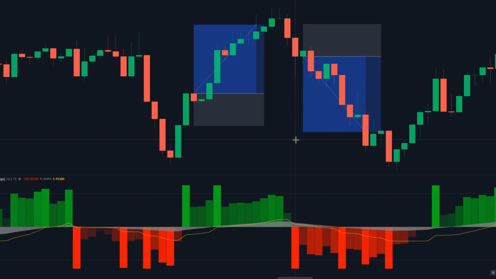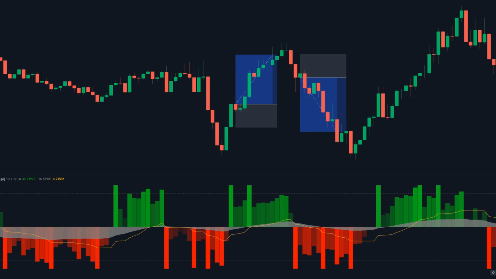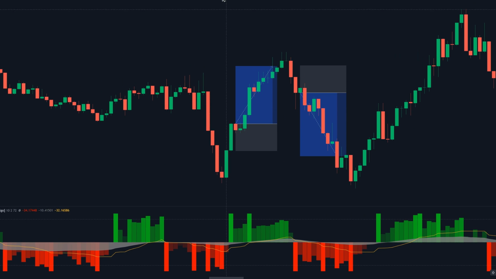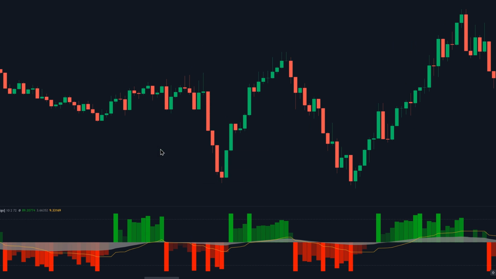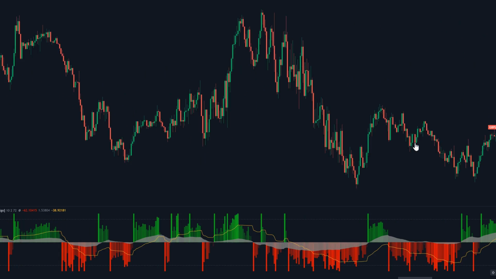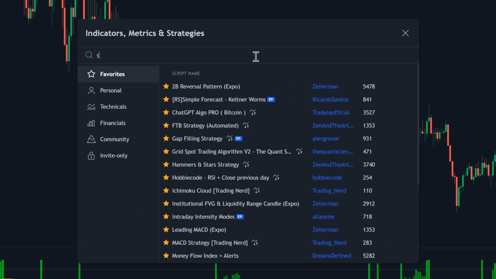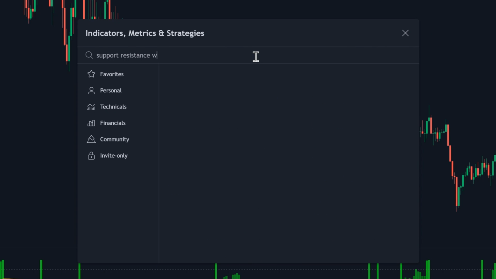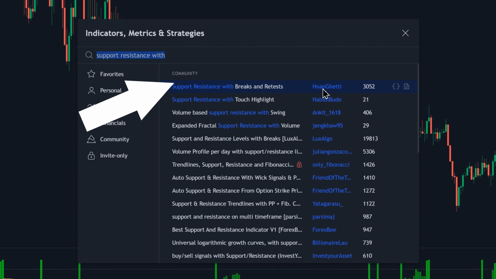But of course, just like any other trading indicator, this one cannot be used alone. Because of that, let's add one more tool to the chart so we can craft a simple and effective scalping strategy. We have one indicator called support resistance with breaks and retests. This one by Han Getty.